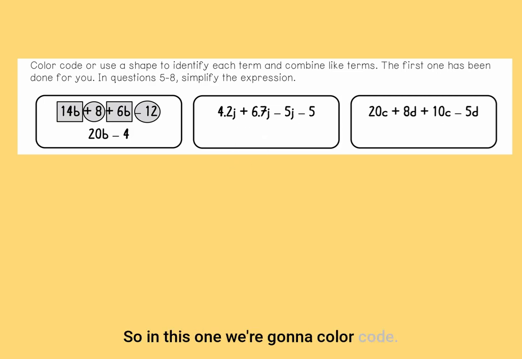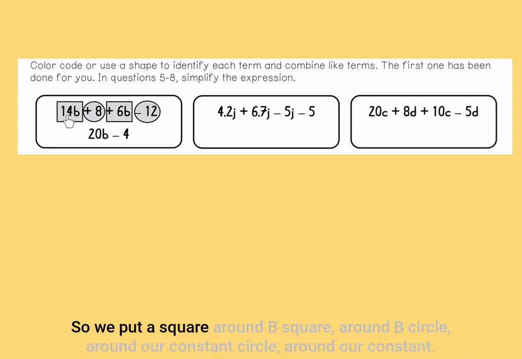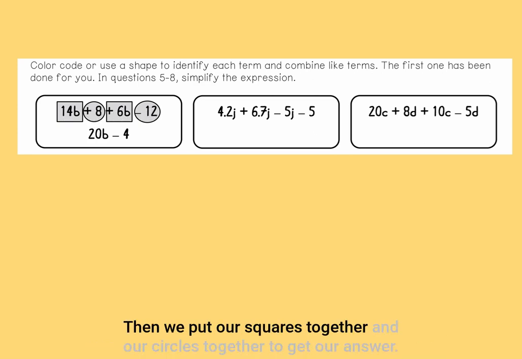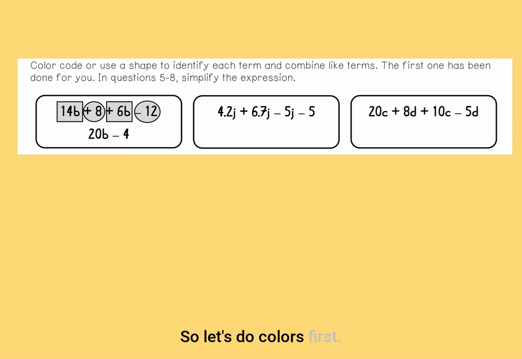So in this one, we're going to color code. This one we'll do shapes. The first one they already did. They did the shapes. So we put a square around B, square around B, circle around our constant, circle around our constant. Then we put our squares together and our circles together to get our answer. So let's do colors first.